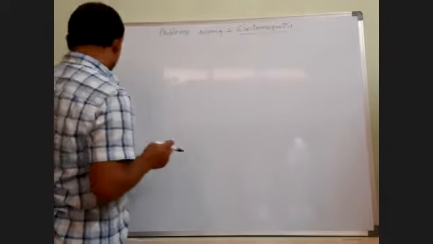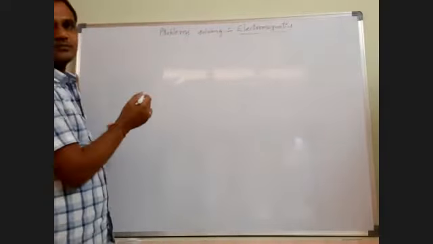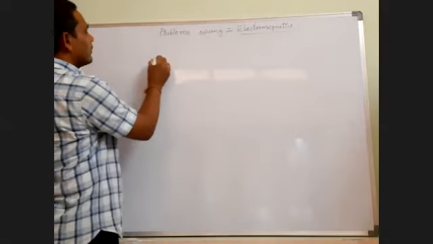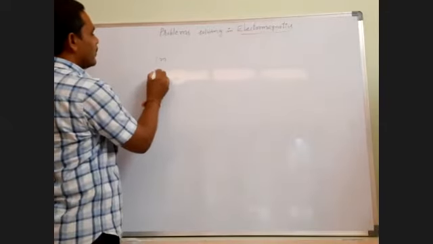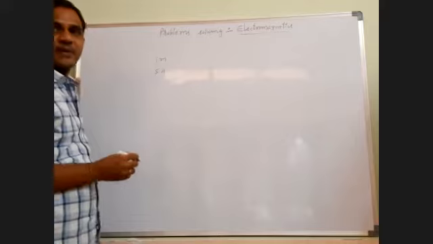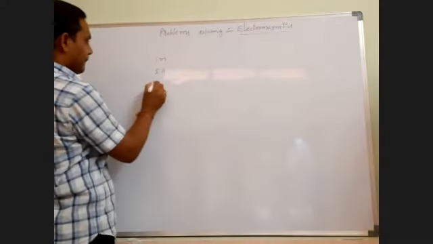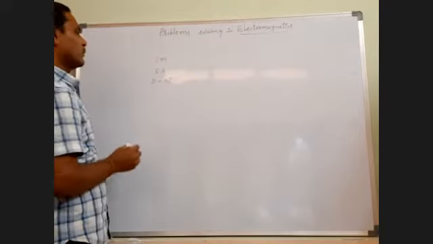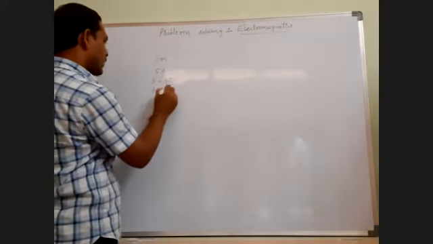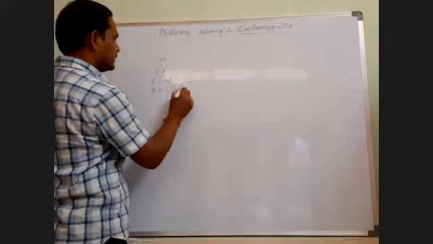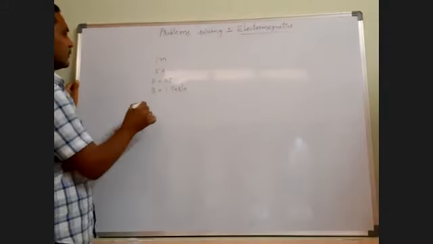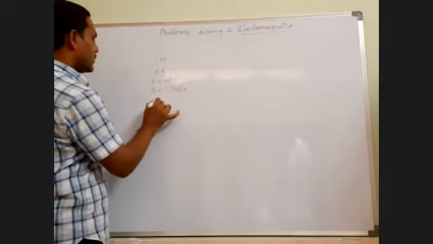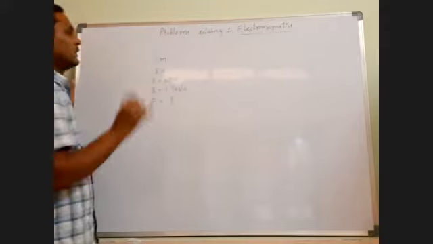Next question. A 1 meter long wire carrying a current of 5 amperes, right, is placed at an angle of 30 degrees with the direction of a uniform magnetic field of 1 Tesla. Here B equal to 1 Tesla given, right? Find the magnitude and direction of the force on the wire.